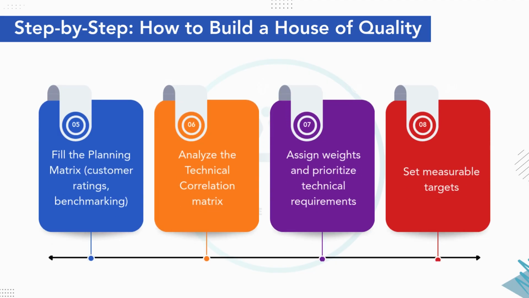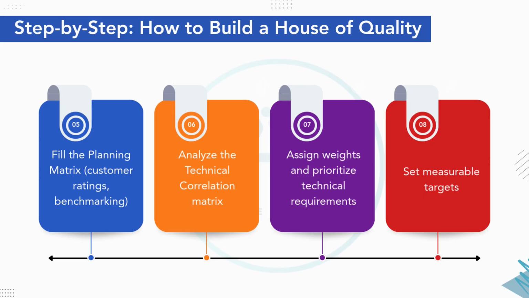Now that we have defined customer needs and technical requirements, let's complete the rest of the house of quality with steps 5 to 8. 5. Fill the planning matrix. This step involves comparing your product or service with competitors using customer ratings and benchmarking data. This helps identify where you stand in the market.